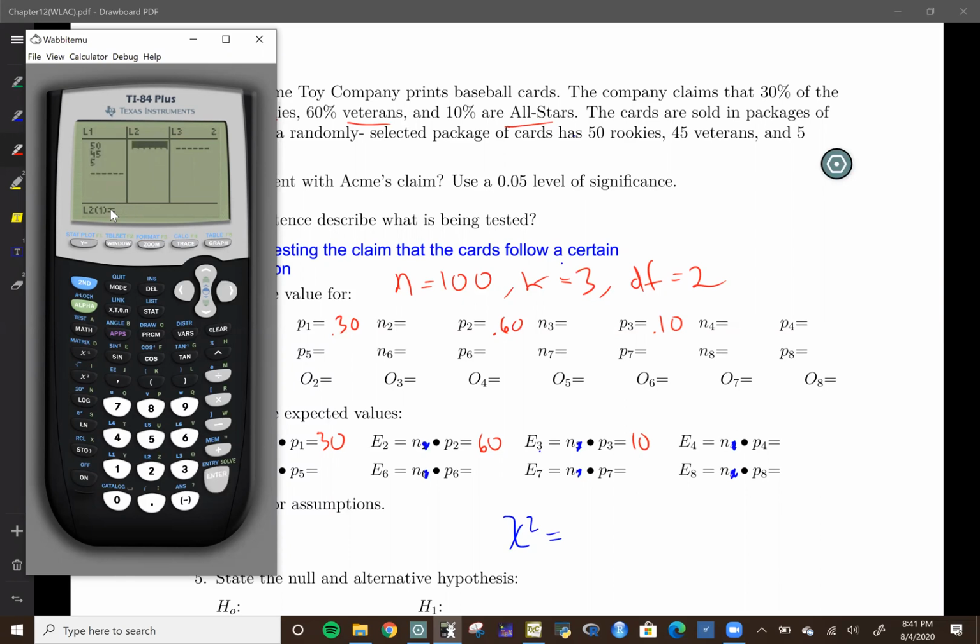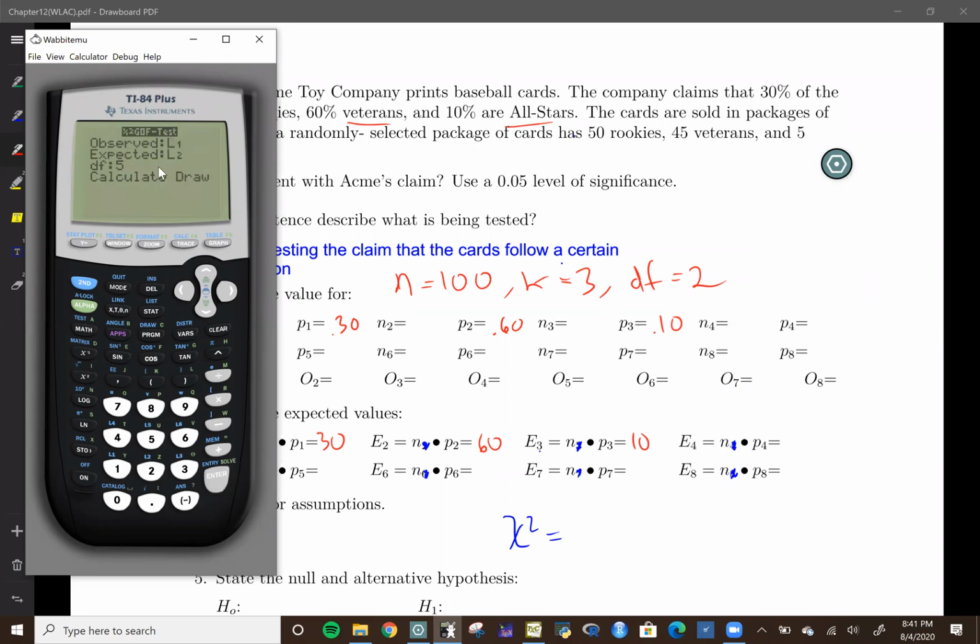For my expected values, we should expect 30 rookies, 60 veterans, and 10 all-star. If you look at this, there's a difference, because we got 50 rookie, but we should have only gotten 30 rookie. And we got 45 veteran, but we should have gotten 60 veteran. So most likely we're going to get something that says it doesn't follow the distribution, but let's go ahead and do the chi-square GOF test.